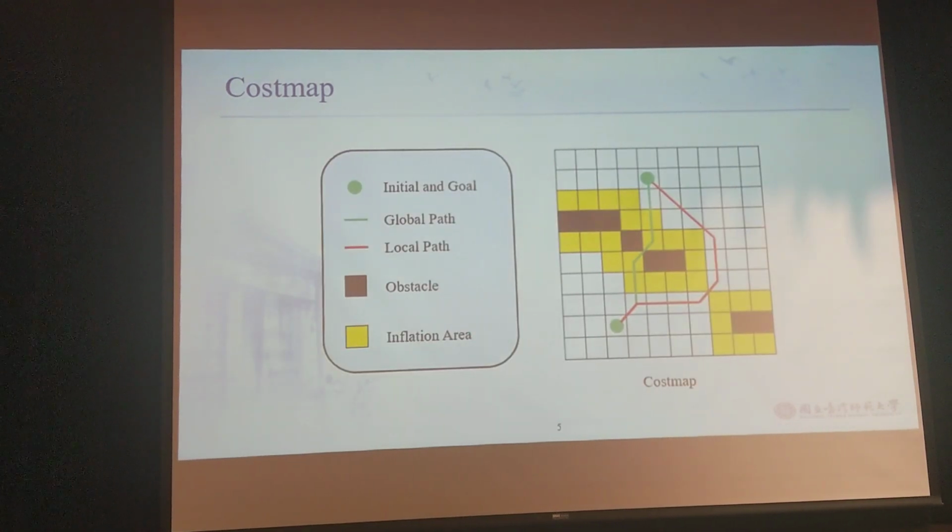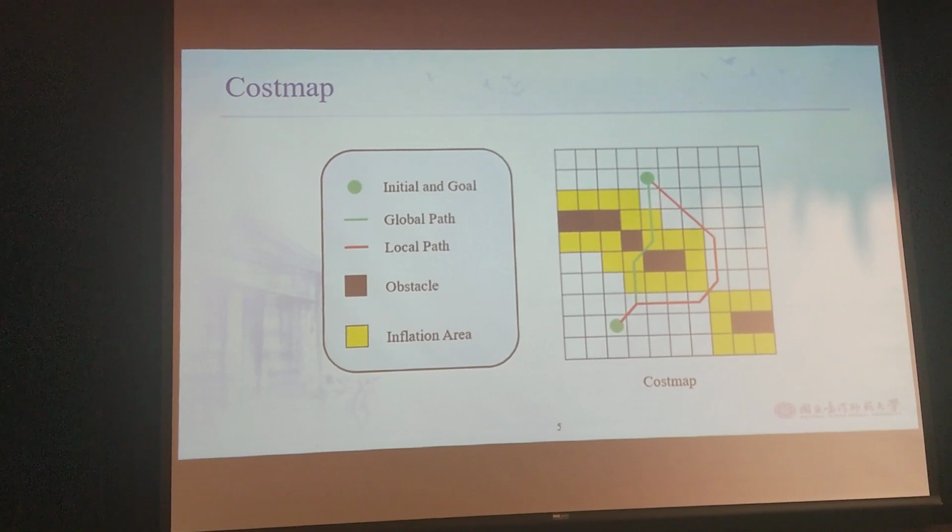And in this page, we can see how COSMAP works. Green points are initial and goal. The green line is a global plan, which is generated by a global planner. Global planner generates paths only with a static map. And the red line is the local path, which is generated by the local planner and dynamic avoidance algorithm. The local planner generates the path with all layers of COSMAP, so the information of the dynamic environment is included.